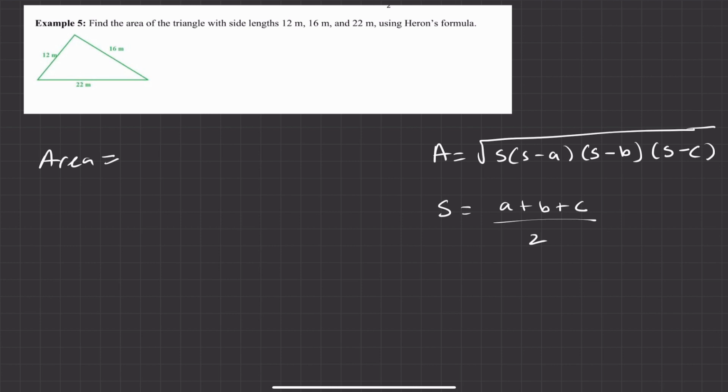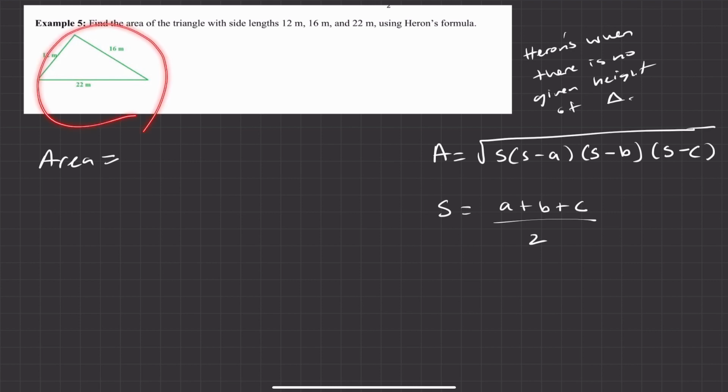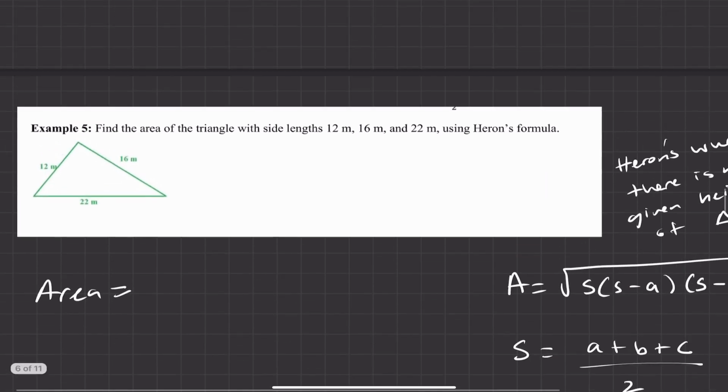You use Heron's, by the way, it's so important you understand, when there is no given height of a triangle. Like this example here. You're given the side lengths of this triangle, but you don't see the height anywhere. So you've got to use this formula. Alright, let's go ahead and figure this out.